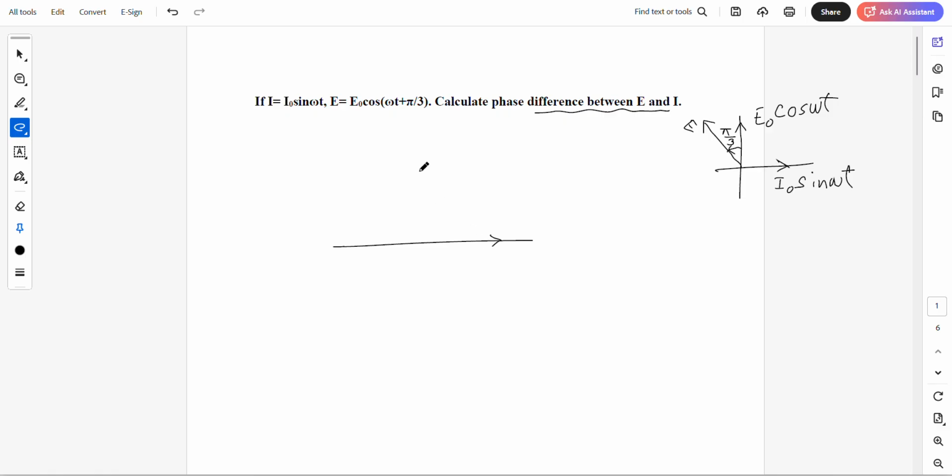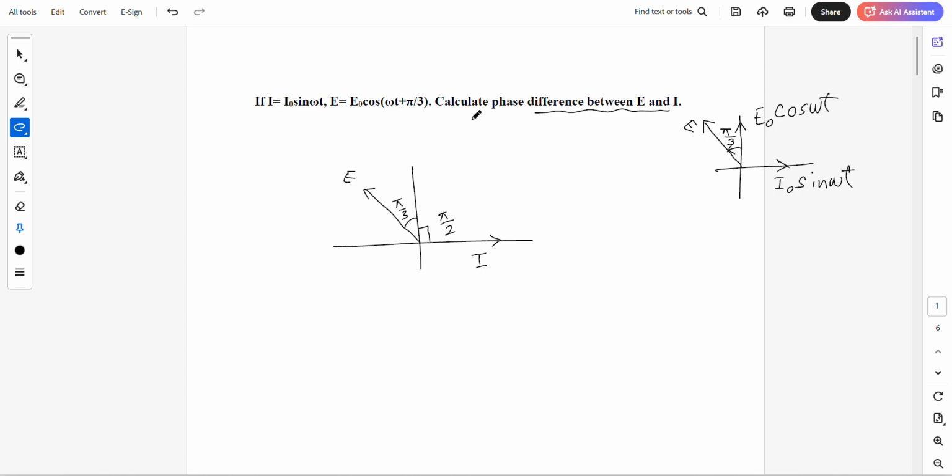This is what I, because I is equal to what? I naught sin of omega t. And what is E? E will be somewhere here, and this will be E, right? And this angle is how much? Pi by 3. And how much is this angle? 90 degree, that is pi by 2. Right? This will be pi by 3.